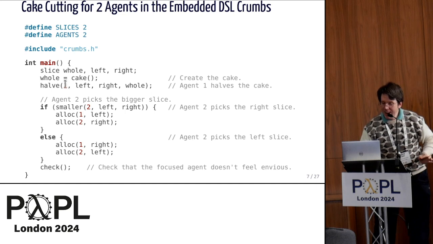Then we get Alice, who's agent 1, to split the whole slice into 2 halves, left and right, that she believes are equal. We ask agent 2, Bob, is the left slice smaller than the right one? If so, he gets the right one and Alice gets the left. Otherwise, Alice gets the right one and Bob gets the left. And finally, we check the whole thing's envy-free.